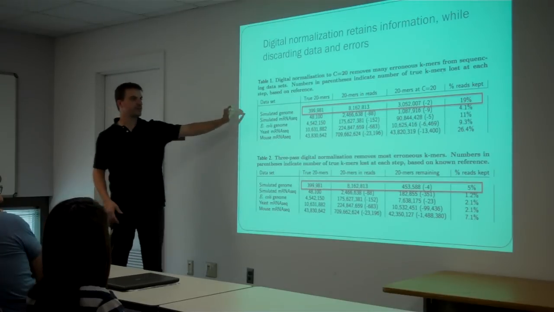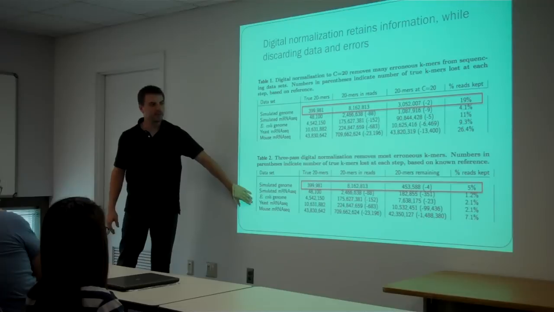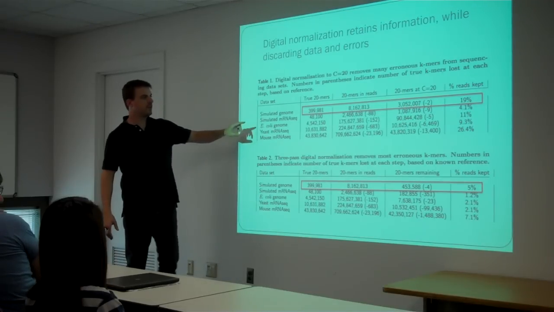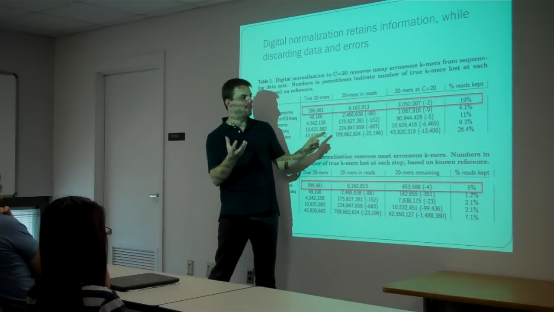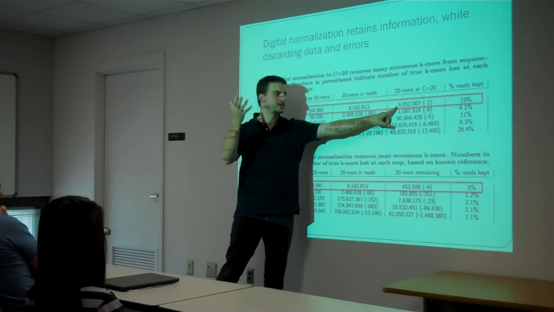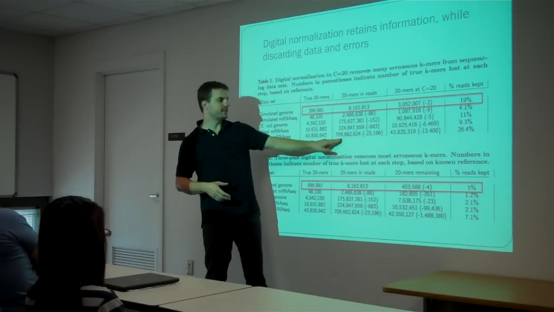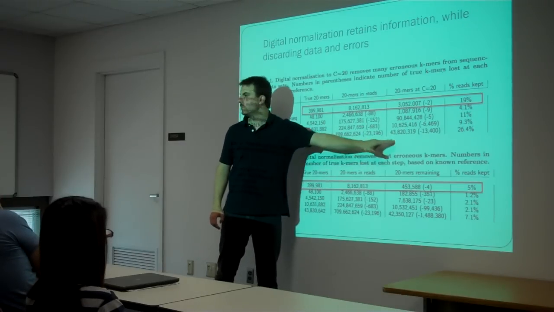And this doesn't just work for simulated data sets, it works for real data sets. It works less well down here because of the error trimming step, which is something else we're working on. But essentially, if you think of the memory required for assembly as being linearly related, which is actually linear or above, to these two numbers, what you're basically doing is scaling your memory down by a factor of about 50 with this process.